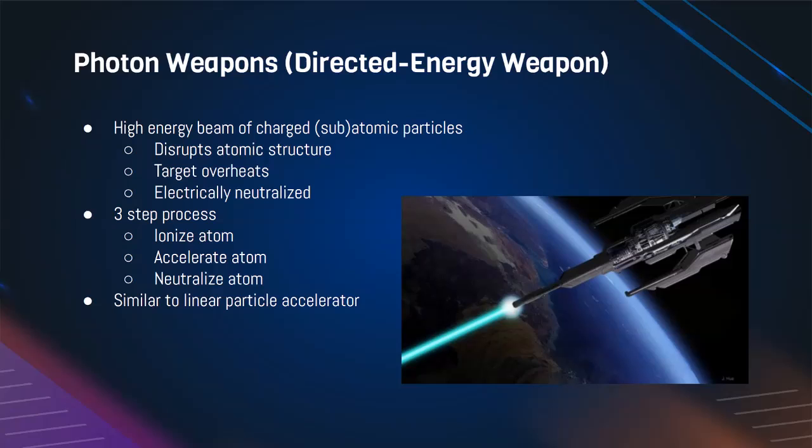And so how they create a photon weapon is there's a three-step process. So one, they ionize an atom by removing or adding an extra electron. And then once the atom is ionized, you accelerate the atom to a very high speed. And then you would neutralize the atom, and the change in energy allows the subatomic particles to do damage. So for a similar analogy, you could take a look at a linear particle accelerator.